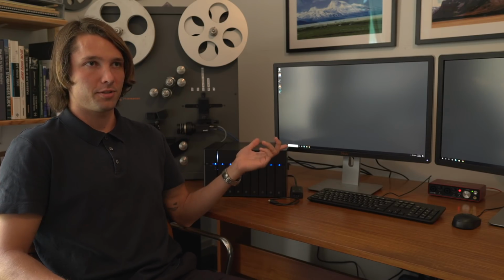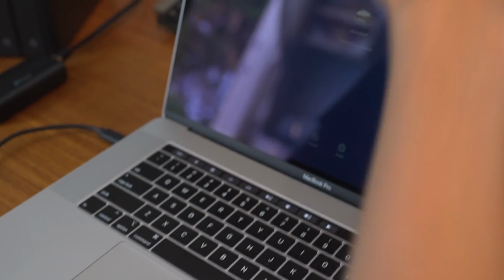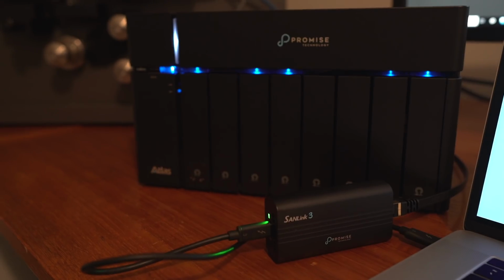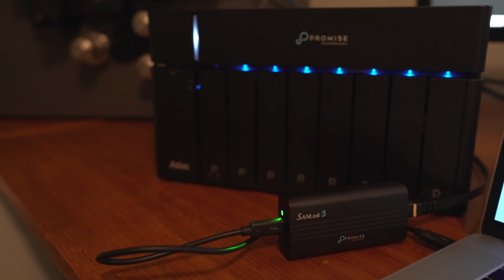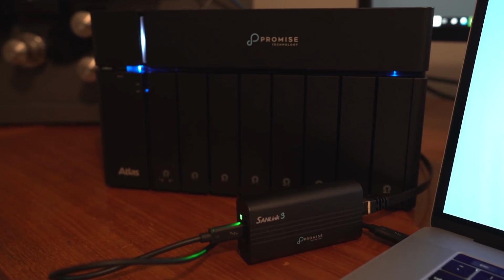As you can see here, we capture our media directly through our PC, which is connected directly to the Atlas via 10 gigabit Ethernet. And then we move over to our Mac, which we've also got connected directly to the Atlas, and we use Promise Technologies SANLink 3N1, which converts the 10 gigabit Ethernet signal straight to Thunderbolt 3.